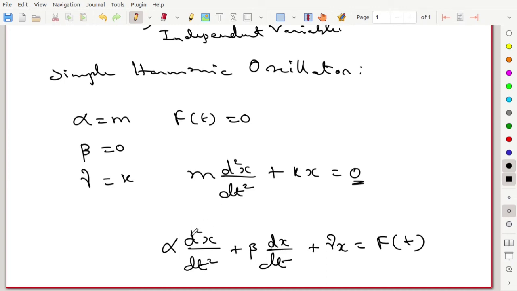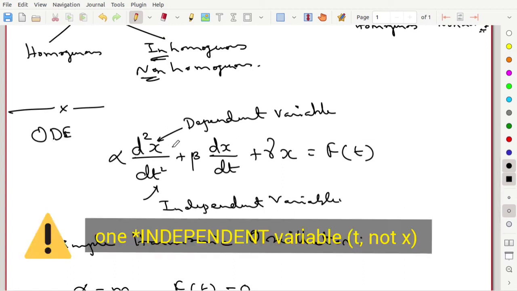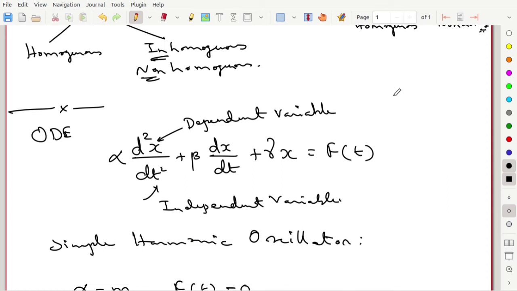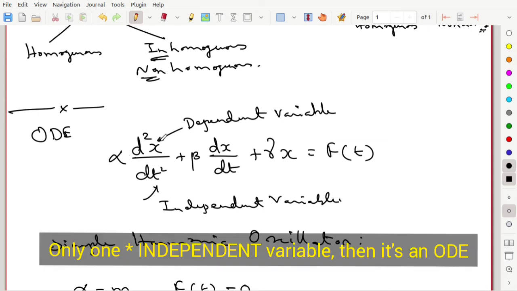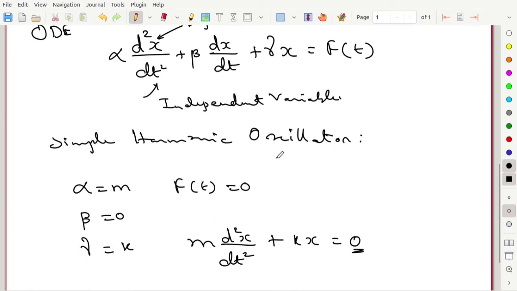This is the order of the equation, and it's an ordinary differential equation because we have only one dependent variable. If we have two dependent variables, then it's called partial differential equation. Let's look at that in a later part of this video. So let's concentrate only on ordinary differential equation. If there is only one dependent variable in the differential equation, then it's an ordinary differential equation. One of the physical examples of ordinary differential equation is the simple harmonic oscillator.